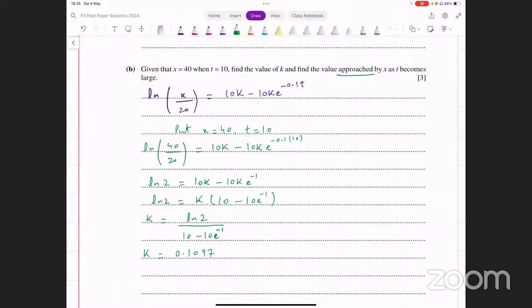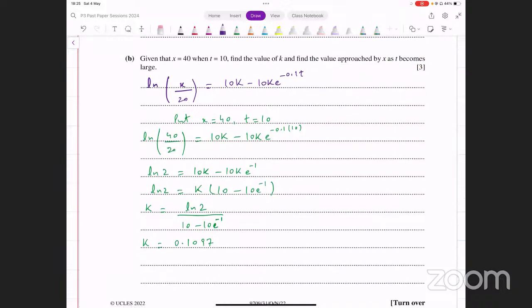Find the value approached by x as t becomes large. Now that we know that k equals this number 0.1097, what does that equation become now roughly? Now again, they're not asking us for an exact value. If they'd asked you for an exact value, you would leave this in exact form like this. But they have not asked you for an exact value, so you can just keep it as it is. Let's just input that value of k here and see what that gives you.